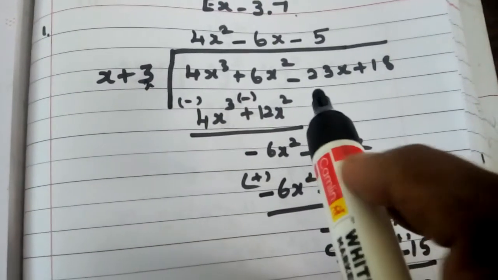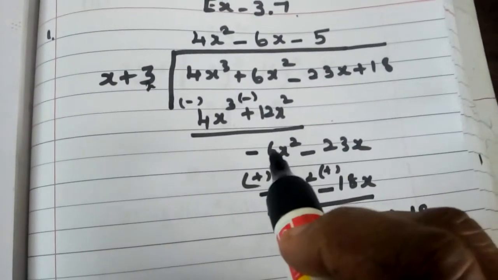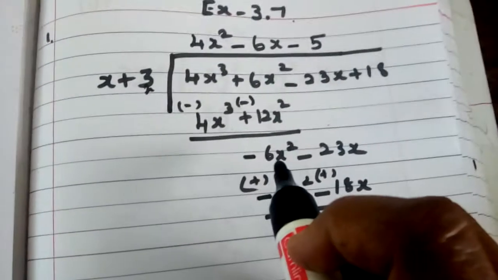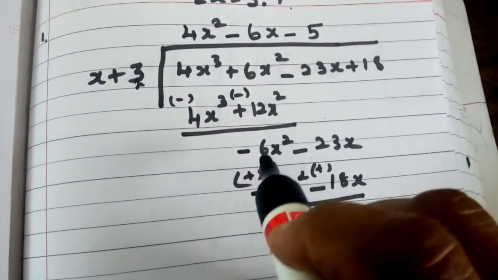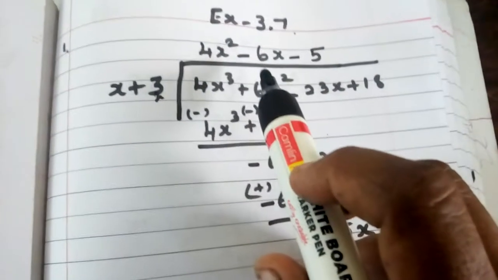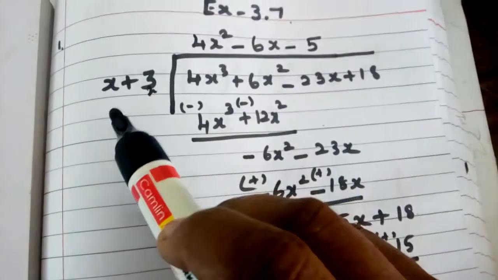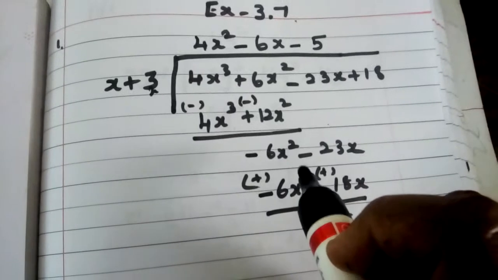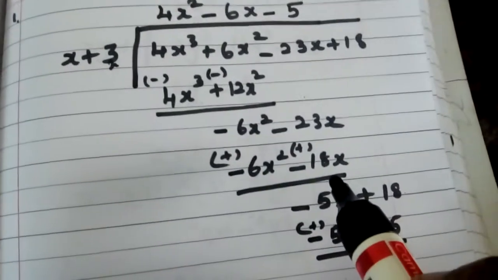Then I am going to take the next term, which is minus 23x. For this I have to work out what value I should get. What should be multiplied with this to get this number? If it is minus 6x, and I multiply this into this, I will get this value. So minus 6x squared, and then minus 6x into 3 is minus 18x.